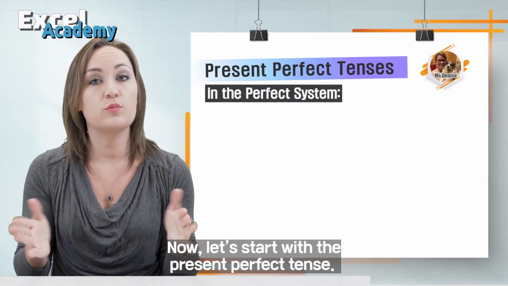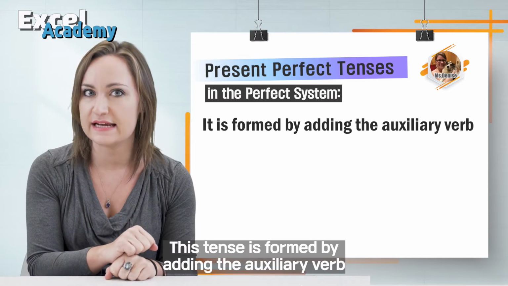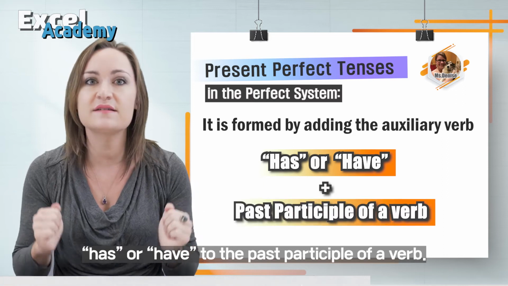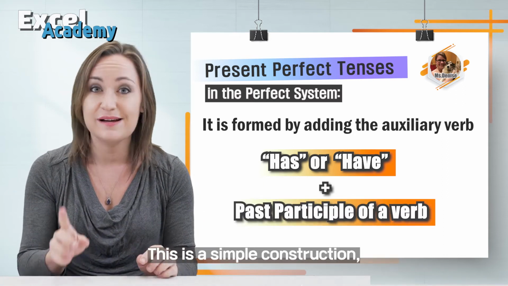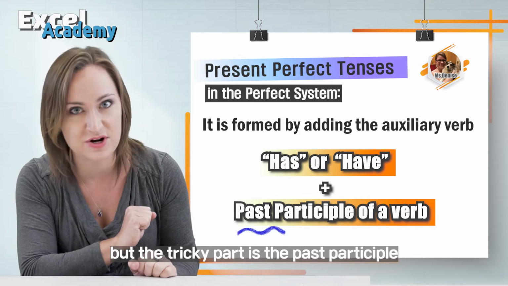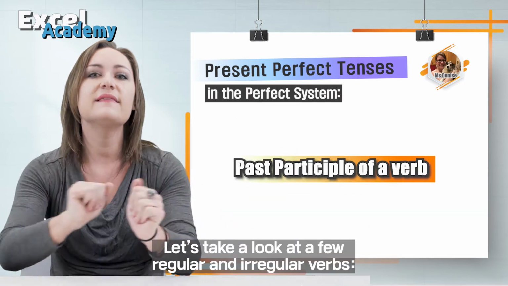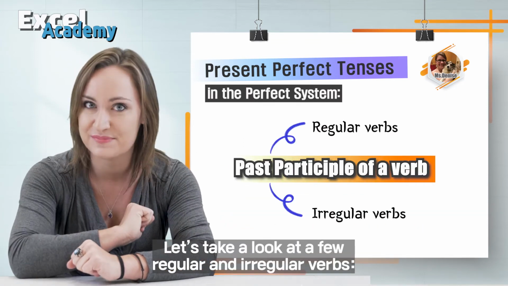Now let's start with the present perfect tense. This tense is formed by adding the auxiliary verb has or have to the past participle of a verb. This is a simple construction, but the tricky part is the past participle. There are just so many variations. Let's take a look at a few regular and irregular verbs.